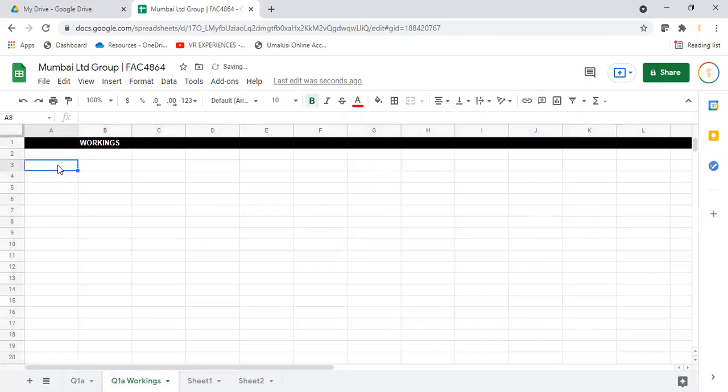Okay, so here I'm going to have working one. I'm going to work out the profit for the year. So I'm going to start off with the profit for the year relating to, who's the group again? Mumbai. Okay, so remember we have Mumbai, we have Fifi, we have New Delhi, and we have Kolkata.